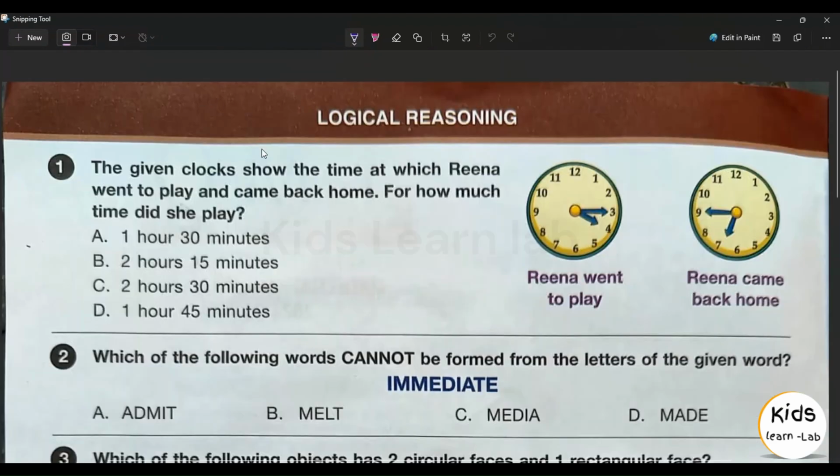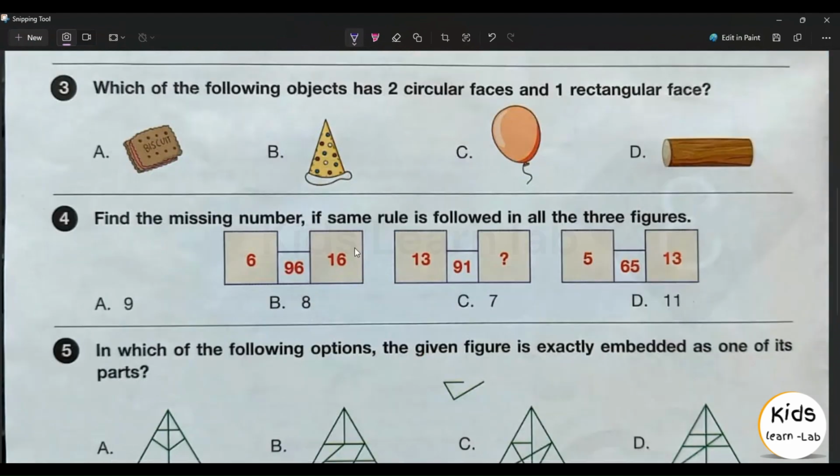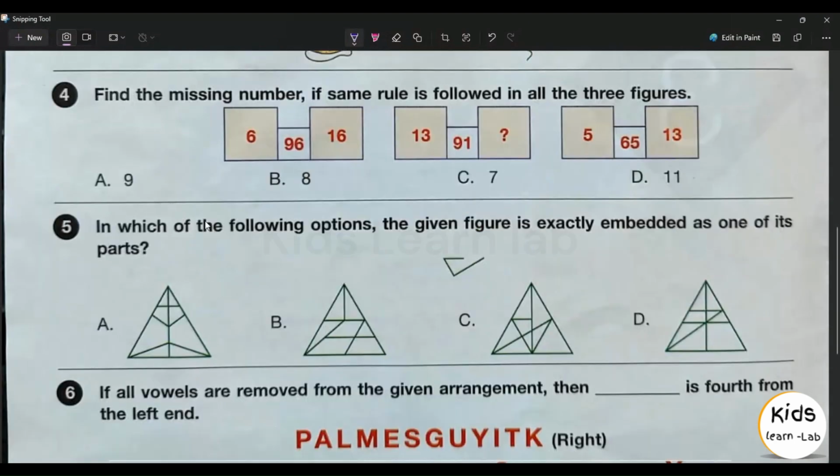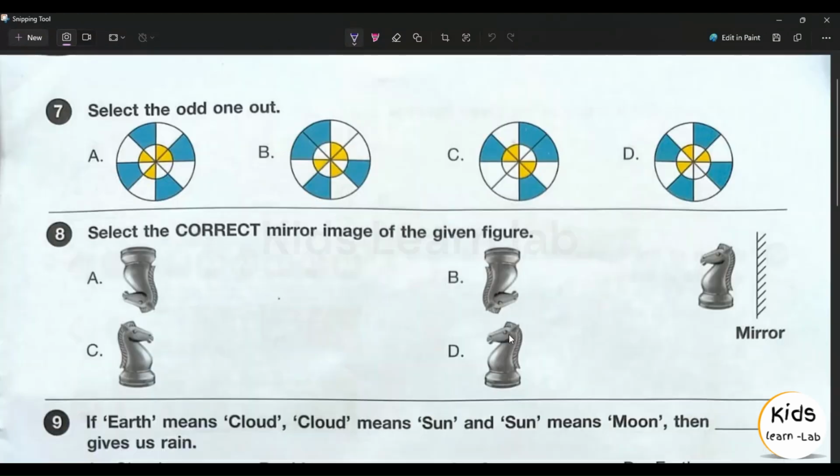First question from logical reasoning first section, the right answer is option C. Second question right answer is option B. Third question right answer is option D. Fourth question right answer is option C. Fifth question right answer is option C. Sixth question right answer is option B.